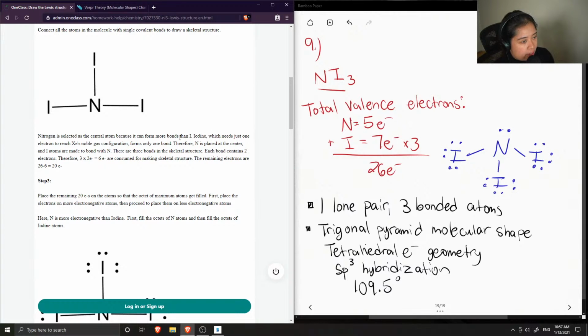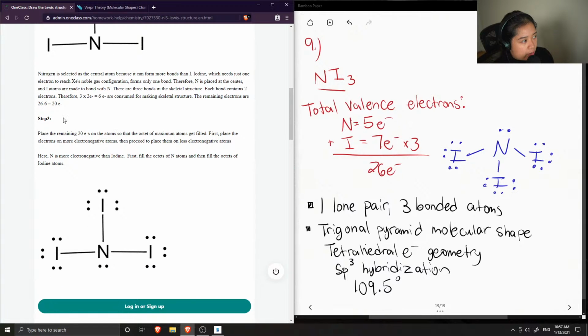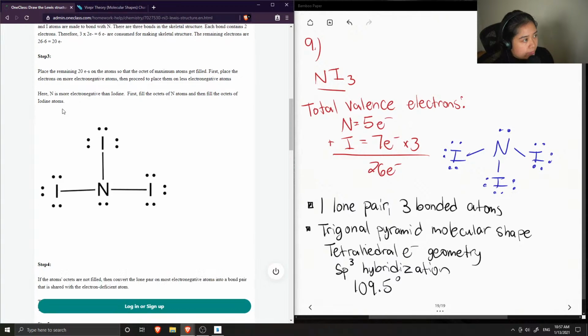Iodine, which just needs one more electron to reach xenon's noble gas configuration, forms only one bond. Therefore, nitrogen is placed at the center, and the iodine atoms are made to bond with nitrogen. There are 3 bonds in the skeletal structure, and each bond contains 2 electrons. Therefore, 6 are consumed for making the skeletal structure. The remaining is 20. Place the remaining 20 on the atoms so that the octet of the maximum atoms gets filled.